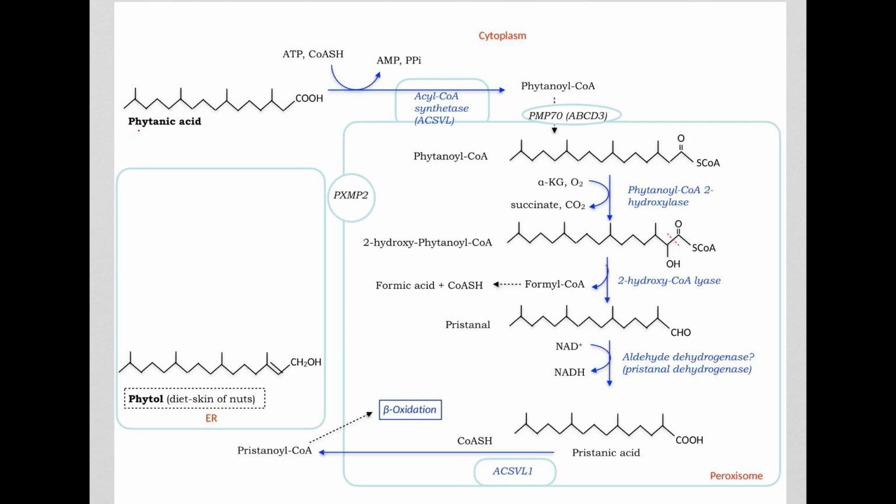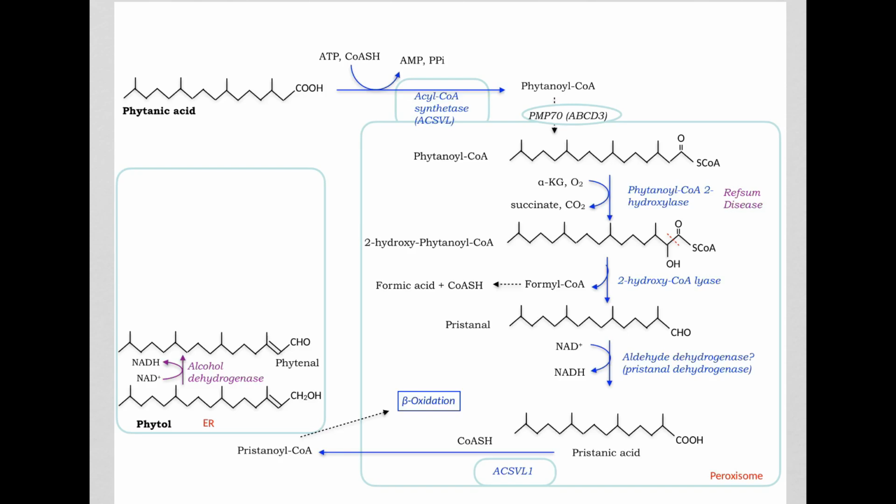Now, besides phytanic acid, which we get from our diet, we also get phytol in our diet, and this is particularly rich in the skin of nuts. So let's look at the metabolism of phytol in the endoplasmic reticulum. How this branch chain fatty acid is metabolized in the ER.